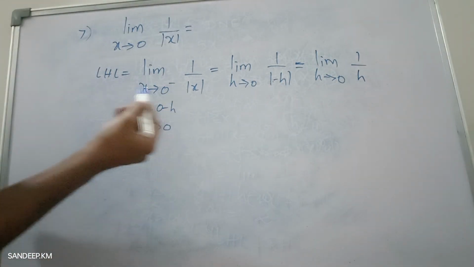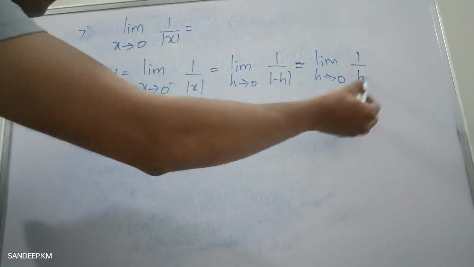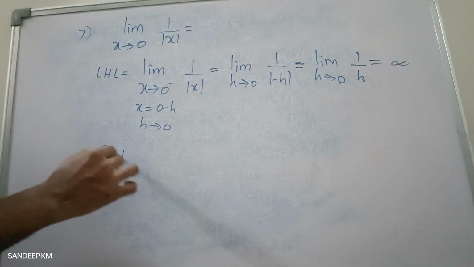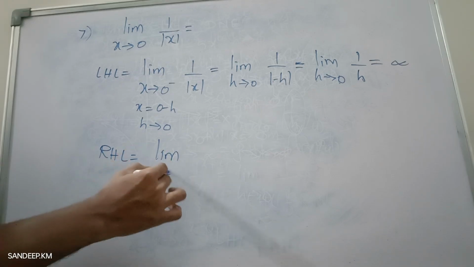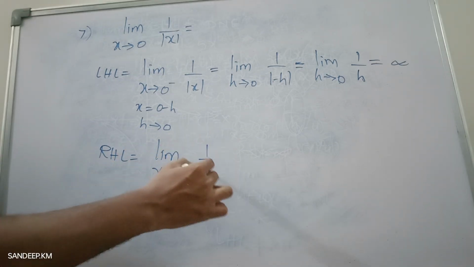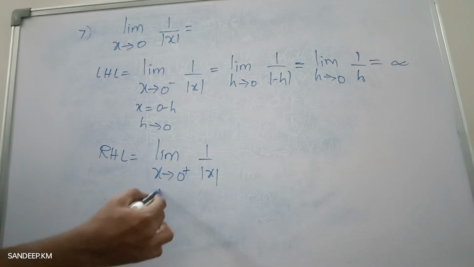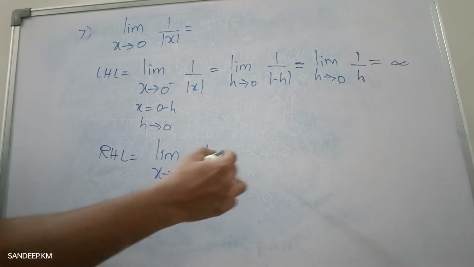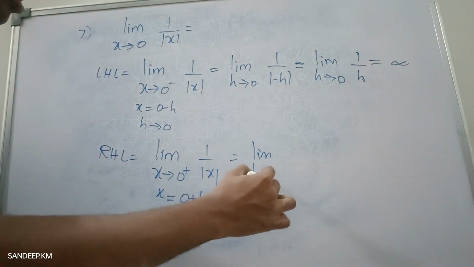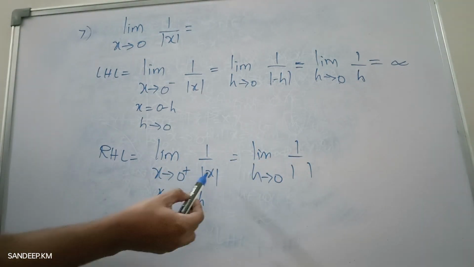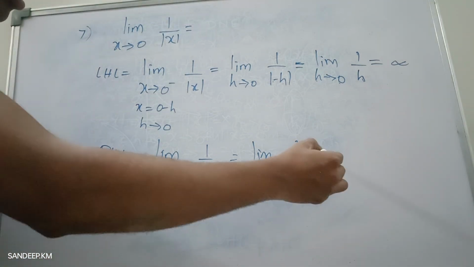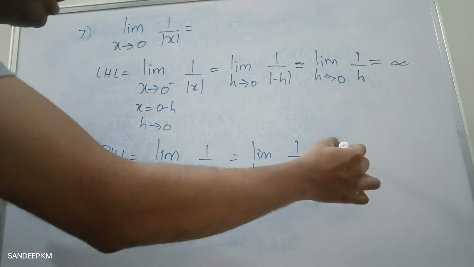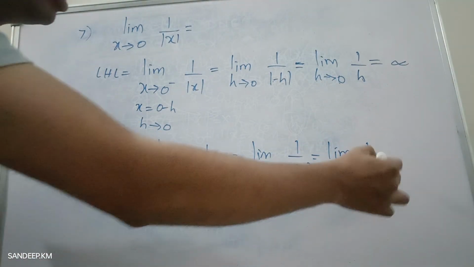And already in the previous question I have discussed, when h approaches 0, 1 by h approaches plus infinity. Similarly, what is RHL? Right hand limit, limit x approaches 0 plus 1 by mod x. So x approaches 0 plus means x is equal to 0 plus h, where h is approaching 0. So limit h approaches 0, 1 divided by mod of, instead of x we are writing h. And 1 by mod h, h is already a positive number, it does not need modulus. So limit h approaches 0, 1 by mod h is equal to 1 by h.